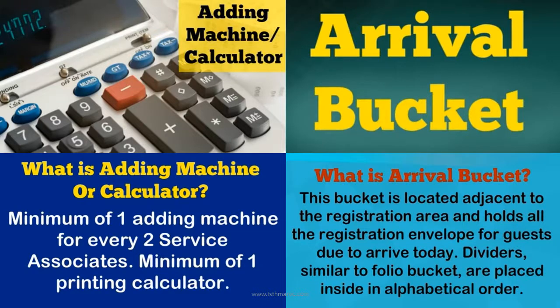Okay, the first one is the adding machine or a calculator. What is an adding machine or calculator? A minimum of one adding machine for every two service associates, and a minimum of one printing calculator. So of course, this equipment is very important, especially on the financial side or when it has to do with money, especially big numbers or long numbers.